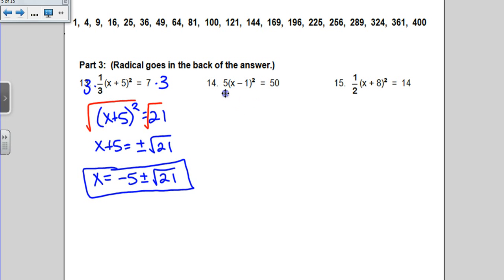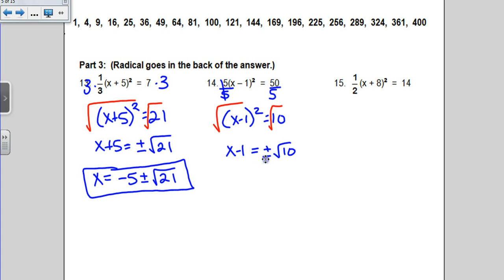Okay, our first step in number 14 is to divide by that 5 before we begin. So we have the quantity x minus 1 squared equals 10. So same issue we run into here. I have to get rid of that squared, so we're going to square root both sides. And on the left hand side you now just have x minus 1 equals, because we took a square root in an equation, the answer is now plus and minus square root of 10. It stays square root of 10 because it doesn't reduce at all.